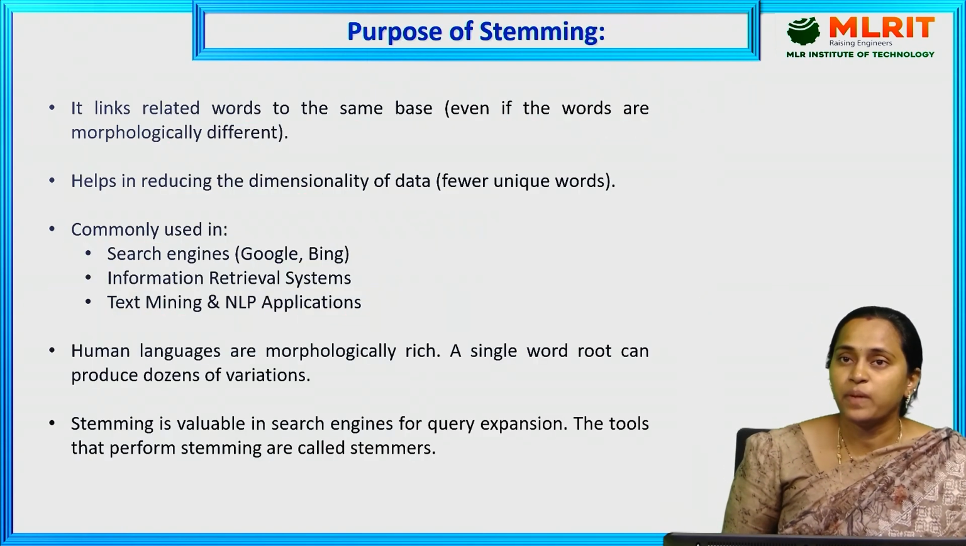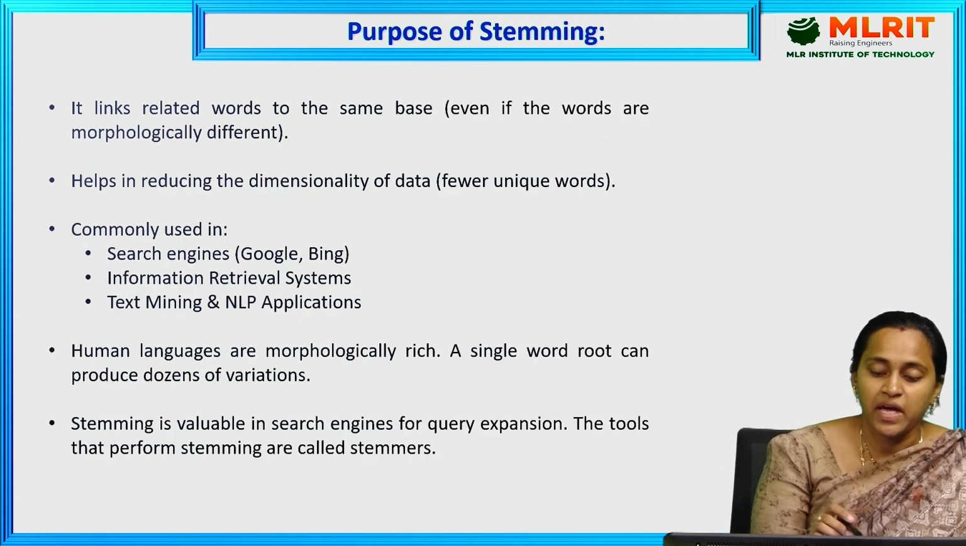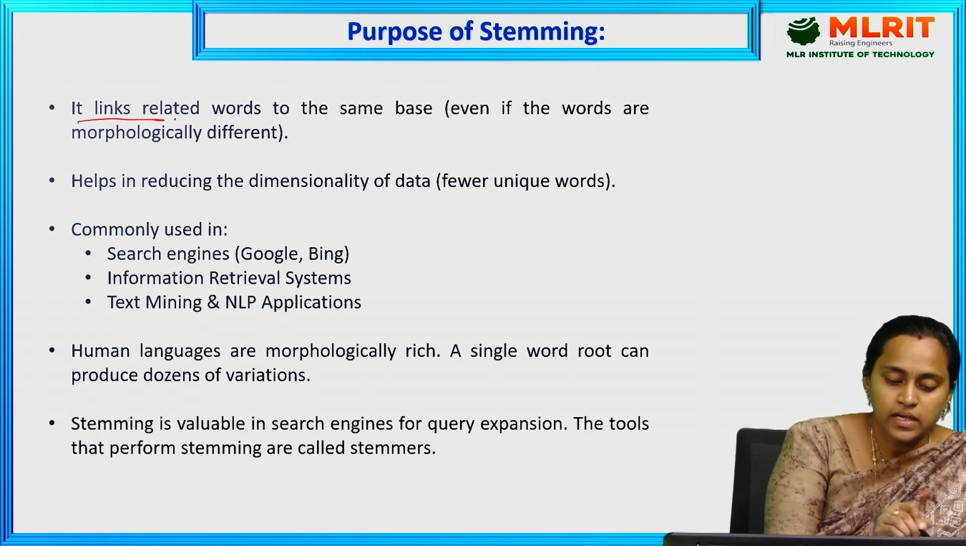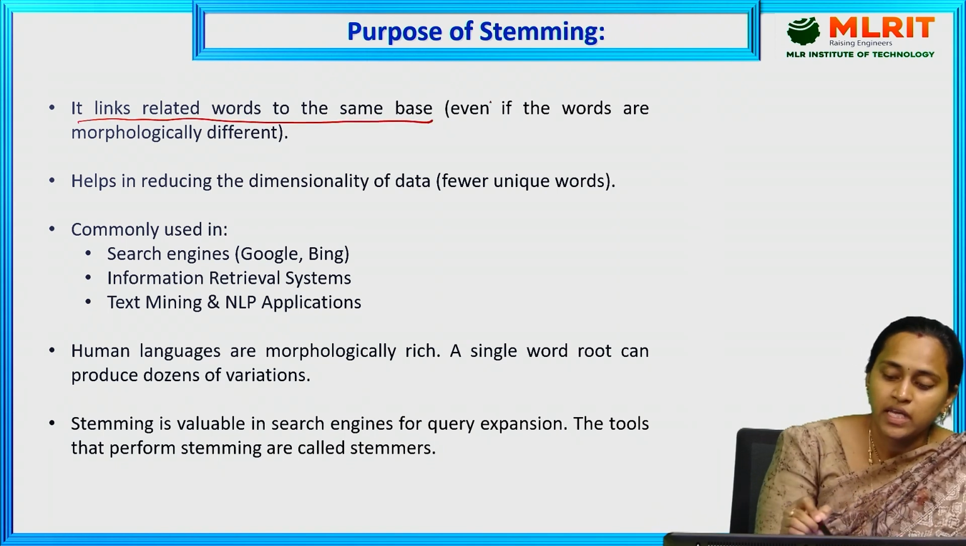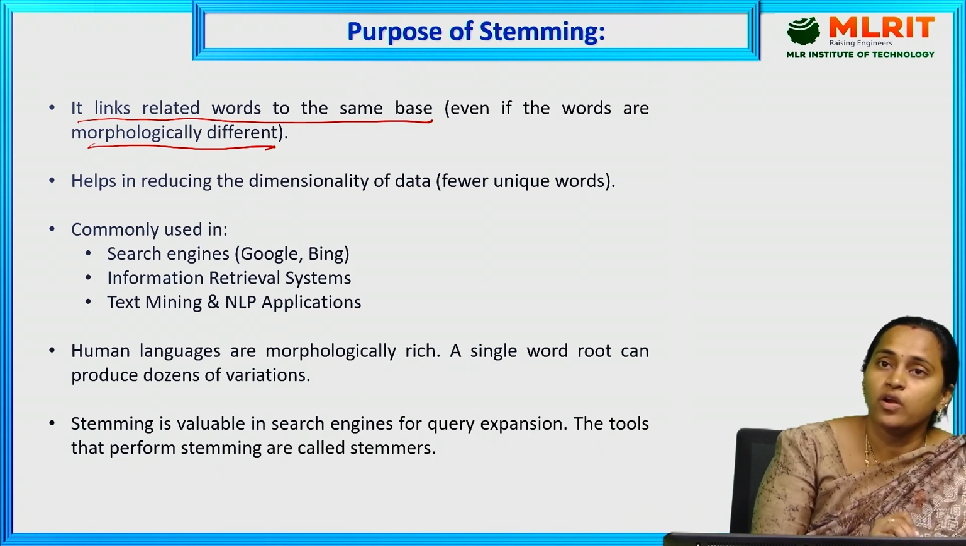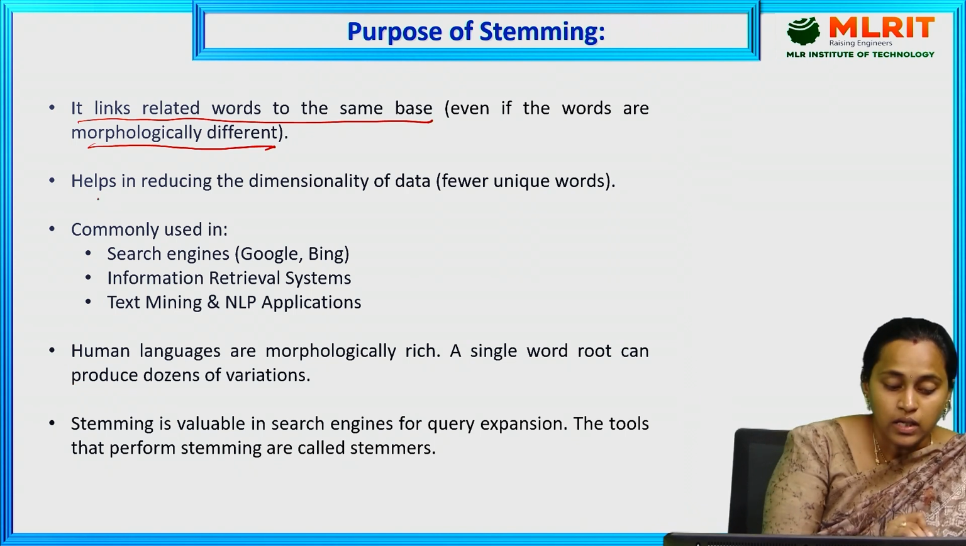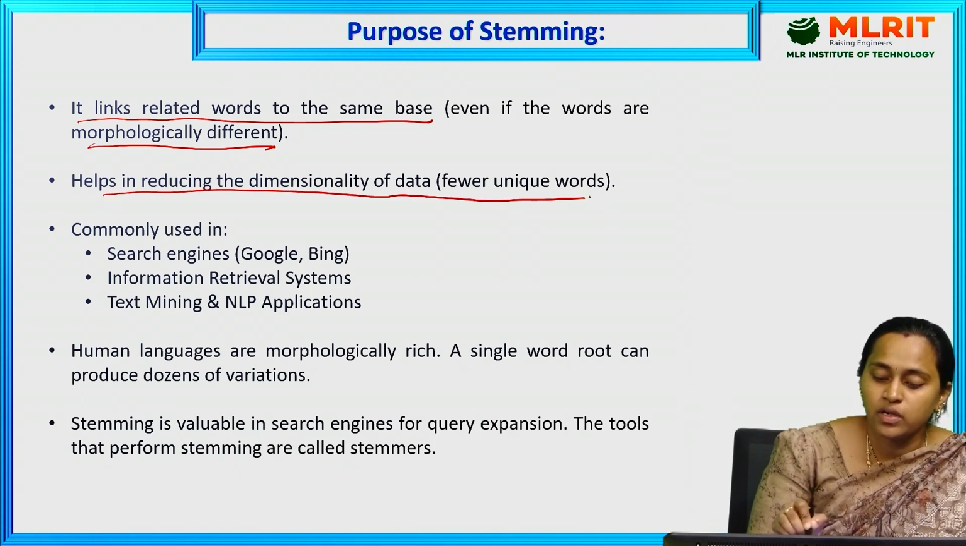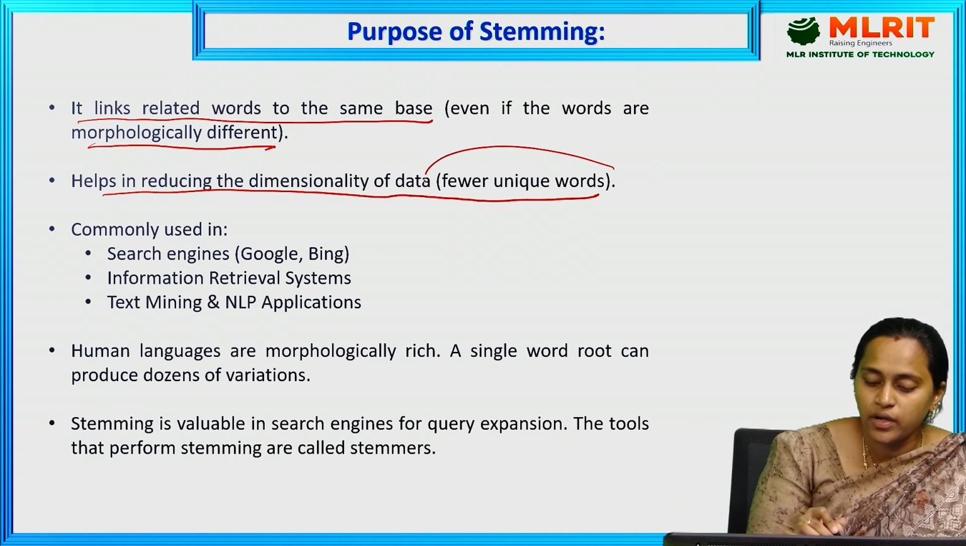So see the purpose of stemming. That means where we use stemming. It links related words to the same base even if the words are morphologically different. That means whenever we are using the root word, even if the words are morphologically different, it will show the root word. It reduces the dimension of the data. It means fewer unique words.